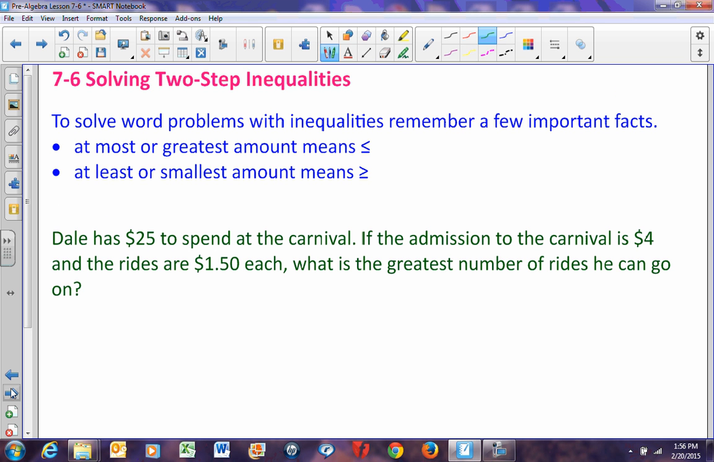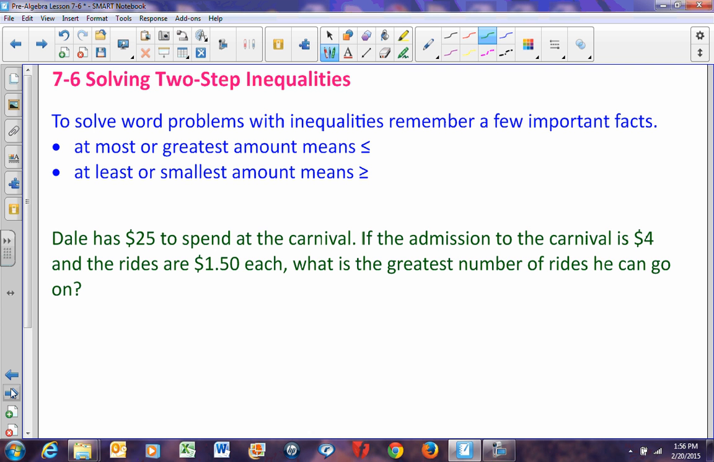Now, to solve word problems with inequalities, we have to remember a couple of important facts. At most means the greatest amount, which means less than or equal to. If I say I have at most $5 in my pocket, the largest amount of money I can have in my pocket is $5.